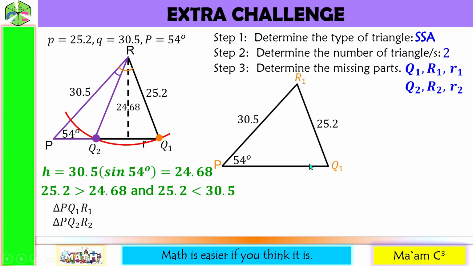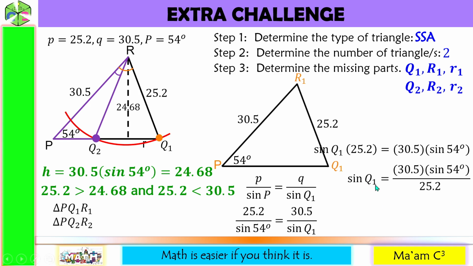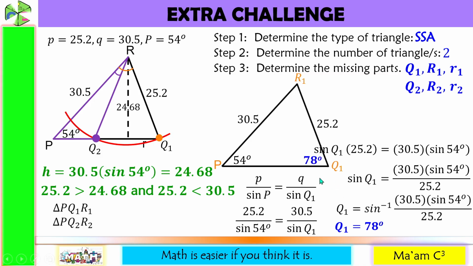So I will solve first angle Q1. I'm going to use p over sine P is equal to q over sine Q1. Substituting the values, 25.2 over sine 54 is equal to 30.5 divided by sine Q1. Cross multiplication. I only need sine of Q1, so I'm going to divide this by 25.2. Since I'm after the angle, I'm going to make use of arc sine. I already showed you how to do this in your scientific calculator, so do it. And this should be equal to 78 degrees. So let me label Q1 as 78 degrees.